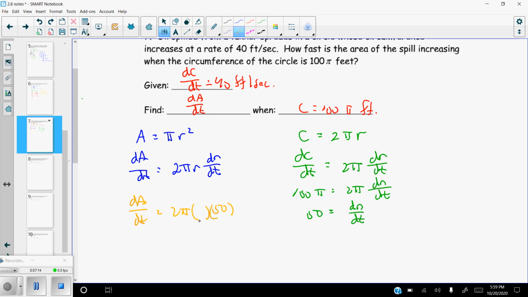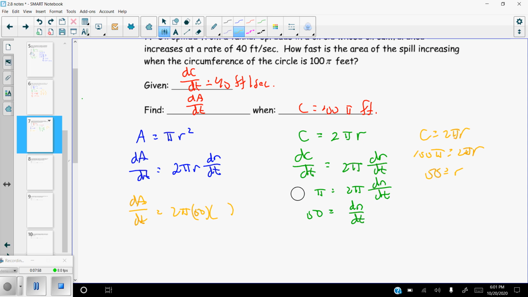Well, I know that the circumference formula is 2 pi r. I know that my circumference is 100 pi. So that's got to equal 2 pi r, which means that my radius is 50. So something is wrong. What did we do? Oh, I see it. Okay. All right. My dr dt is wrong. The radius is correct. So we're just going to switch this. That's the radius. dr dt is incorrect. Hopefully you guys caught that.